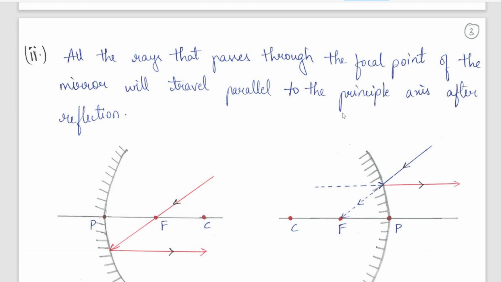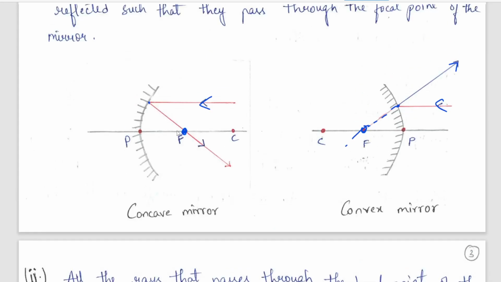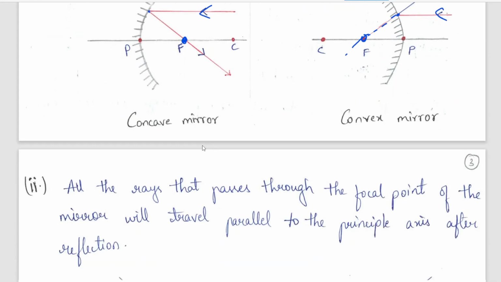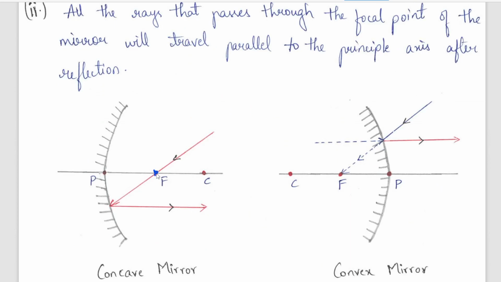Coming to the second rule, all the rays that pass through the focal point of the mirror will travel parallel to the principal axis after reflection. So after traveling from the focal point, the ray is again reflected and it is traveling parallel to the principal axis. Yes, is it parallel?